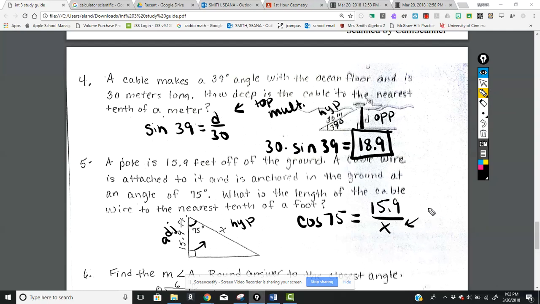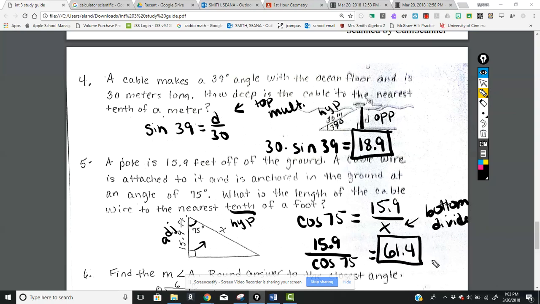Now, since x is on the bottom, we divide. And you always want to divide by your trig function. So you put the normal number on top and you put your trig function on bottom. And you type that in the calculator, crunch, crunch, crunch. You should get 61.4 because, again, we're rounding to the nearest tenth. All right, pause and write those down if you need to. We're going to be moving on to problem 6.